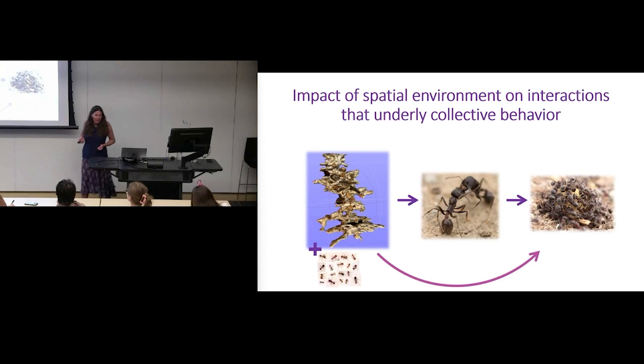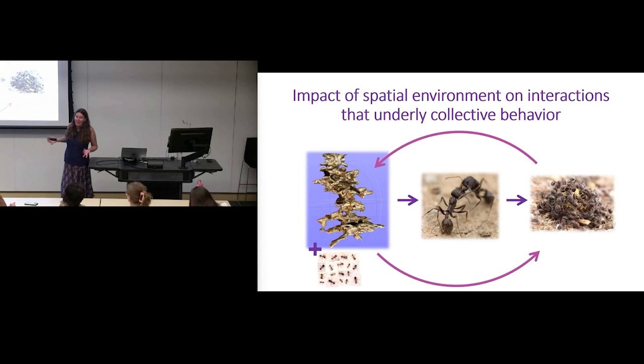So what about this feedback? Ants are a great system, right? These structures are in fact an extended phenotype of the colony. The ants dig these structures, excavate these structures, or in the case of Veromessor andrei, they select these nests, available nests in the field. And so there's a lot of potential for feedback between the collective behavior of the ants and the structure of the nest.